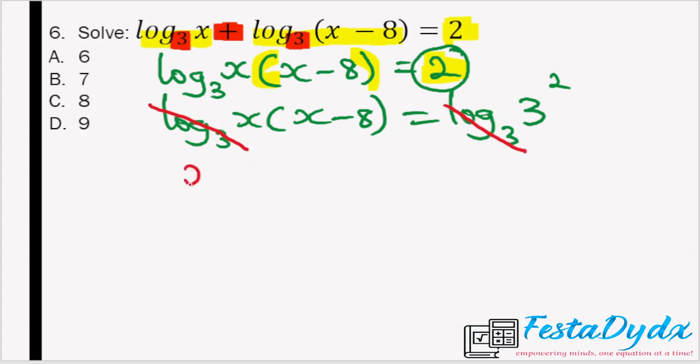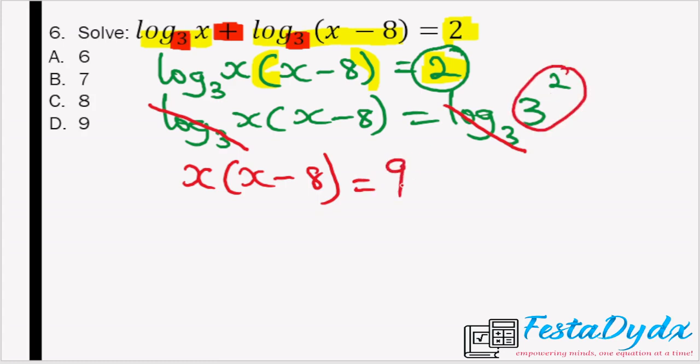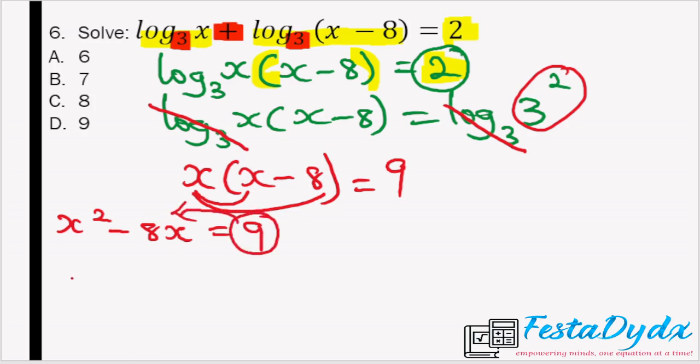Now we are left with x in a bracket x minus 8 all equal to 3 raised to the power 2, which is 9. So now this is going to lead us to a quadratic equation. Let's expand the bracket at the left hand side. X times x is x squared. X times minus 8 is minus 8x, equal to 9. For a quadratic equation, this 9 needs to cross the equation sign. So it becomes x squared minus 8x minus 9 all equal to 0.